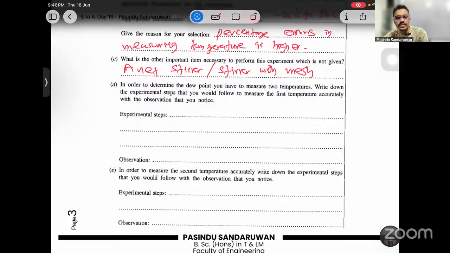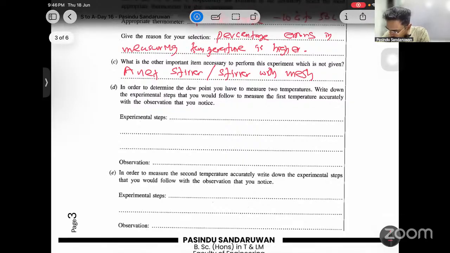Then experimental steps are: add ice pieces one by one.